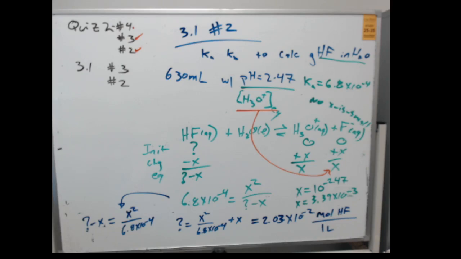Quick aside. Do you know why hydrofluoric acid is dangerous or not? It's a weak acid. Ka is 6.8 times 10 to the minus 4.